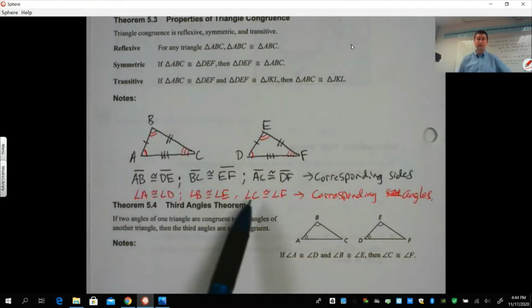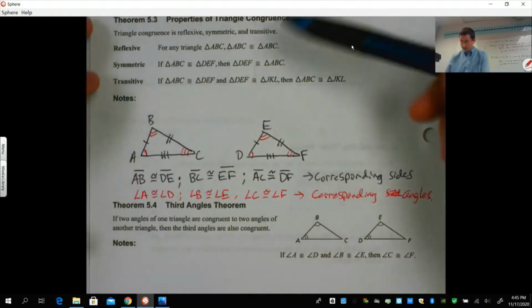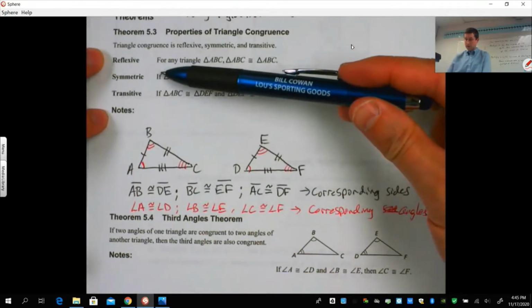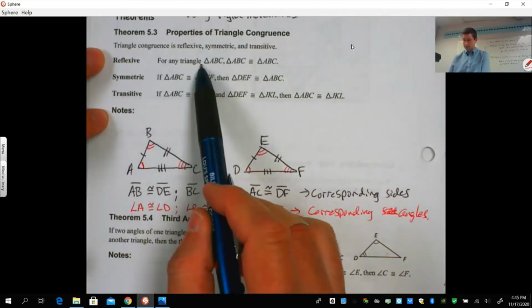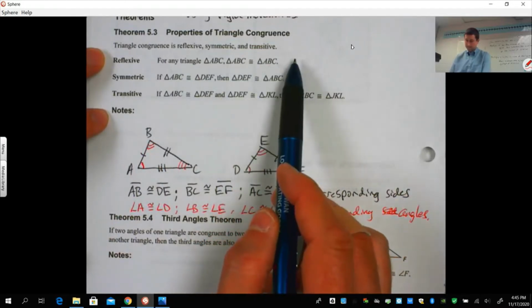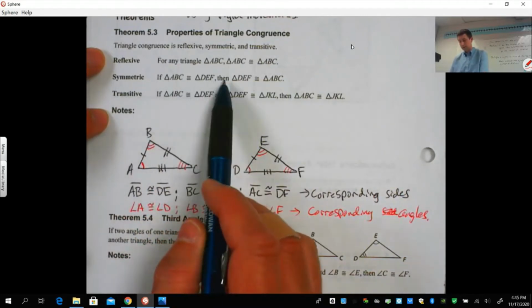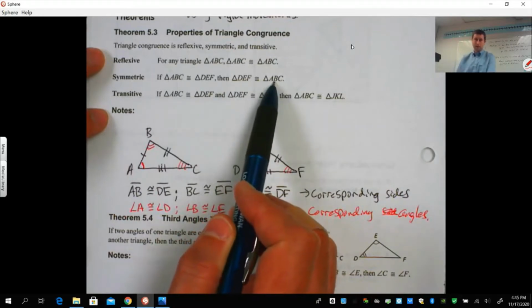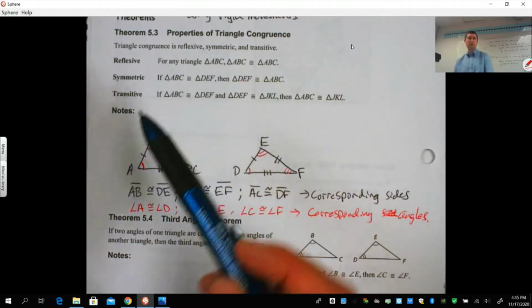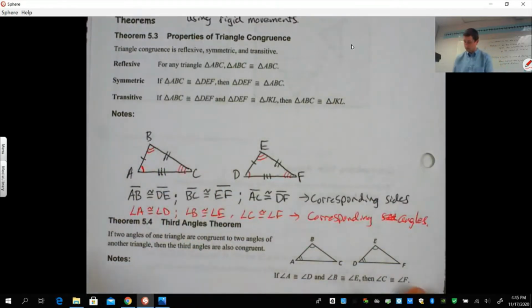In a triangle, you would have 6 of them. If you're talking about a quadrilateral, you're going to have 4 sets of corresponding sides and 4 sets of corresponding angles, 8 of them. Here are the reflexive, symmetric, and transitive properties showing up again. Reflexive property: for any triangle ABC, triangle ABC is congruent to triangle ABC. Symmetric property: if triangle ABC is congruent to triangle DEF, then triangle DEF is congruent to triangle ABC. Same properties we've been seeing, just now they're putting it into triangles, so they call them the properties of triangle congruence.